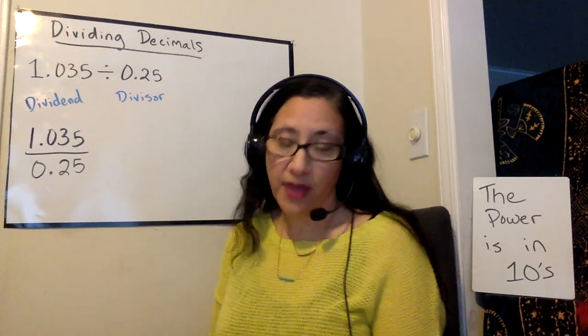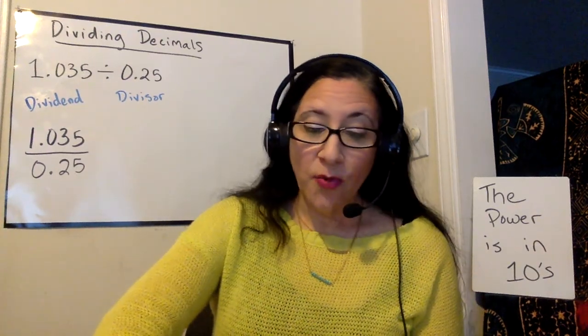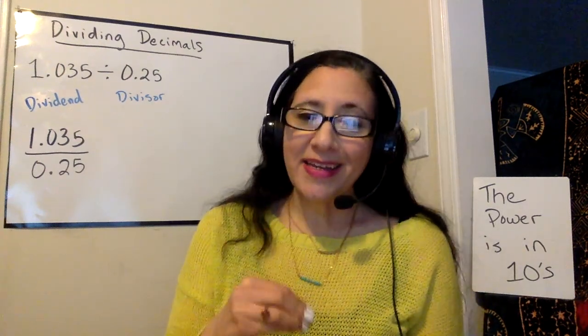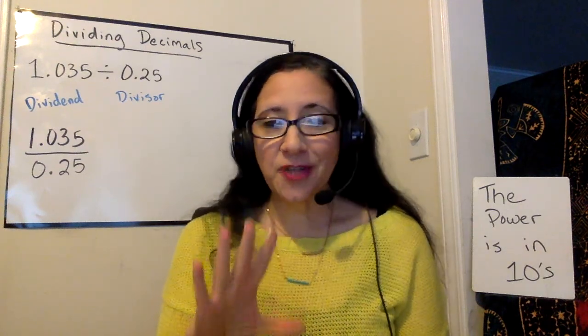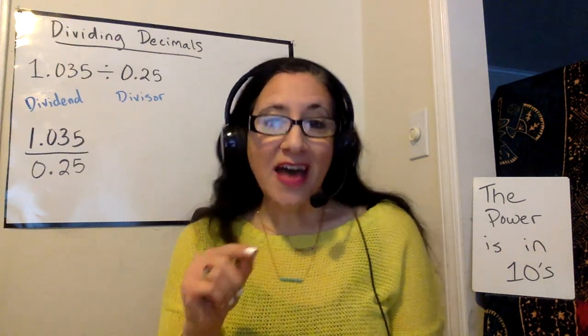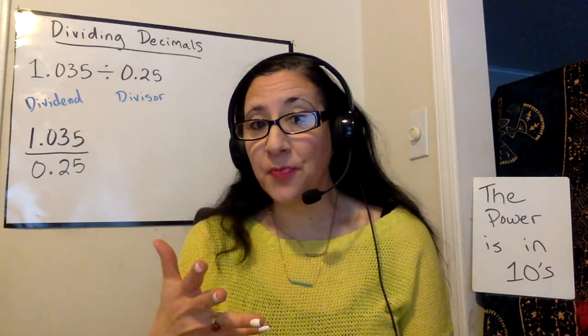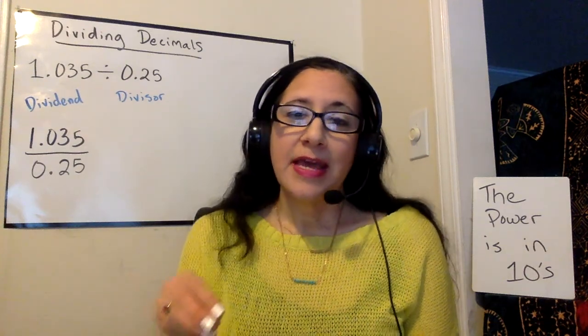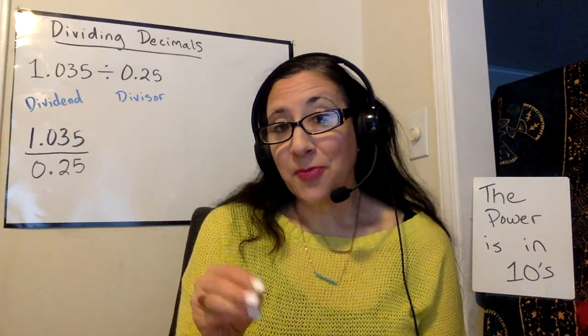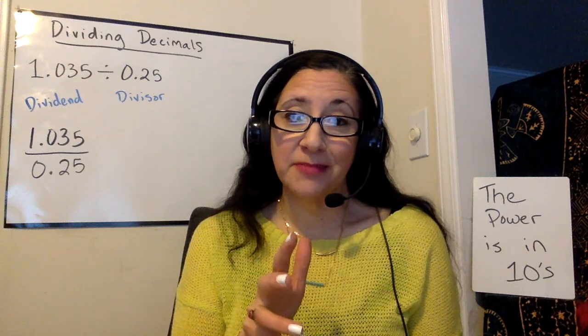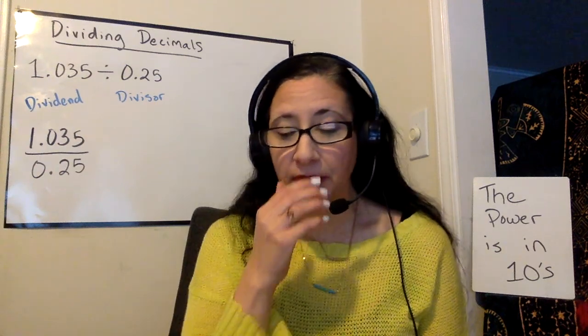Okay, so how do I do that? Well, we have to remember our number system. Our number system is based on powers of 10. So anytime I multiply a decimal number by a power of 10, that decimal point is going to move to the right. It's going to end up being a number that's greater than what it is. If I divide a decimal number by a power of 10, the decimal point's going to move to the left. Okay, and it's going to make a number that's less than what we started with.